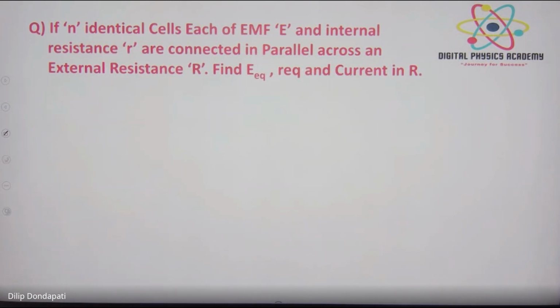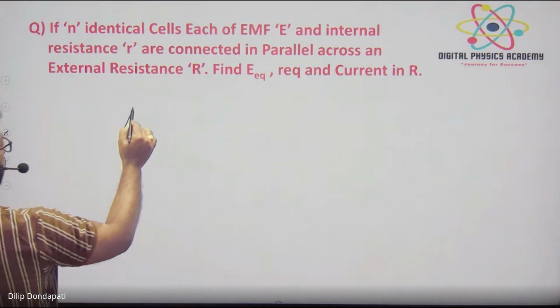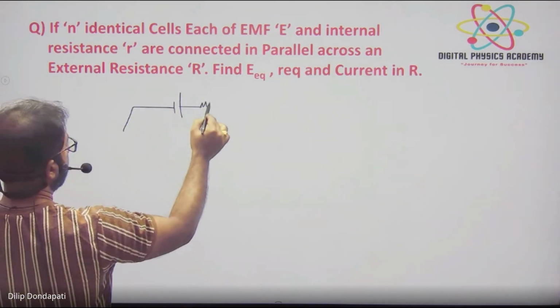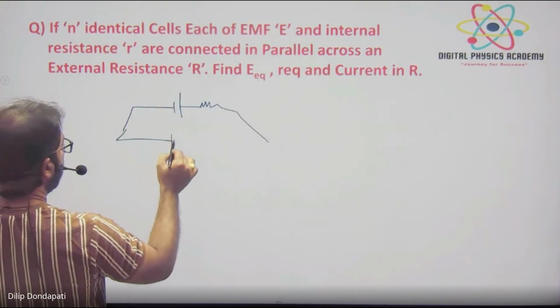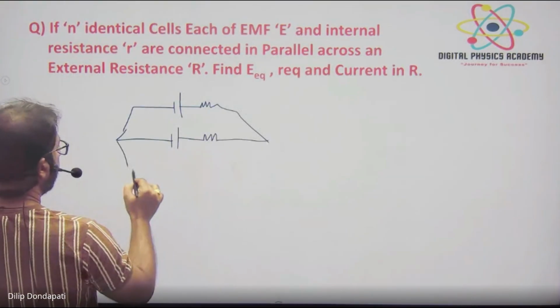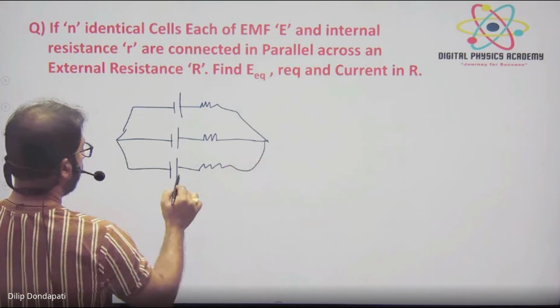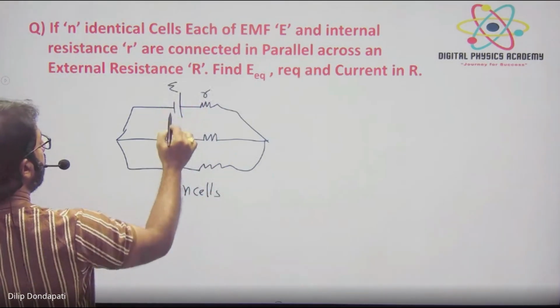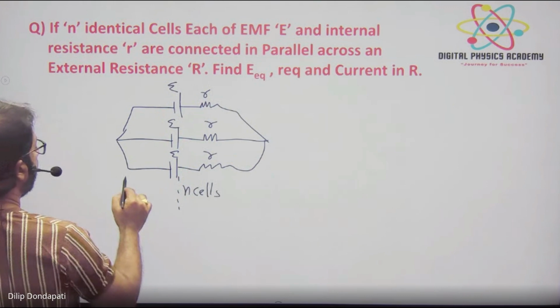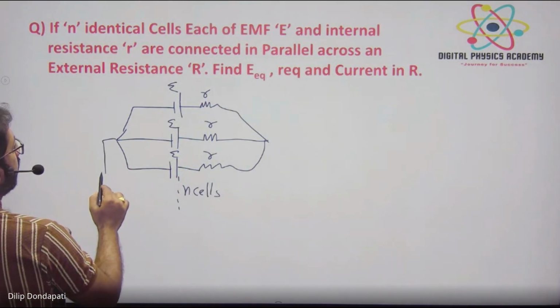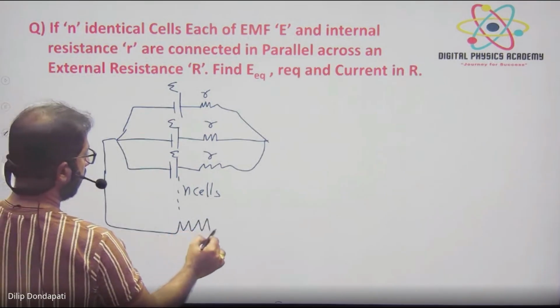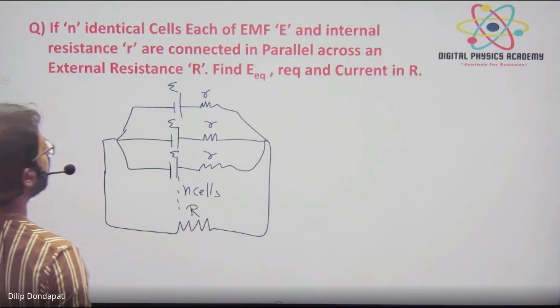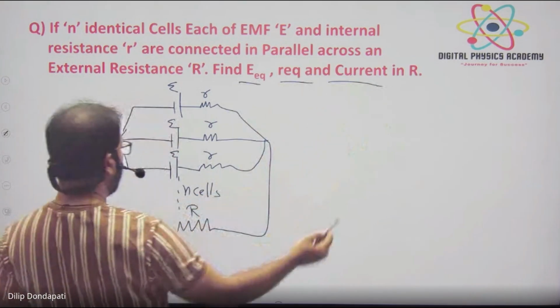N identical cells, each of EMF E and internal resistance r, are connected in parallel across the external resistance R. So indirectly, how is it? So many N cells are connected, each with its EMF E and internal resistance r, and so on. And this is connected with an external resistance R. Now it is asking to find E equivalent, small r equivalent, and the current in R.